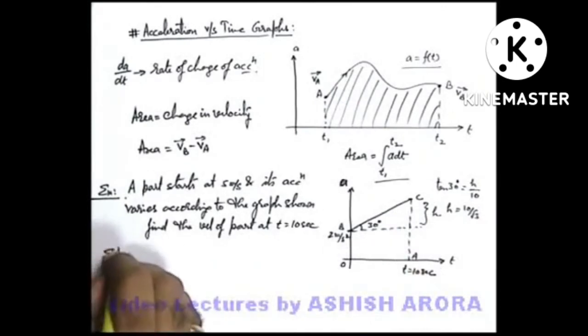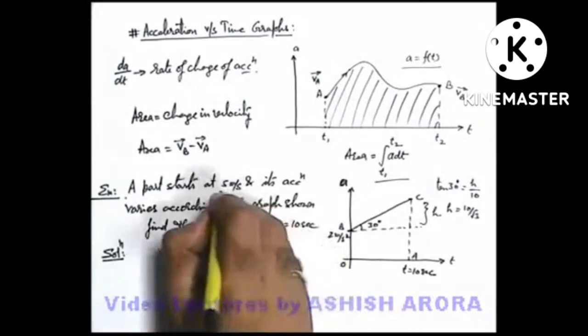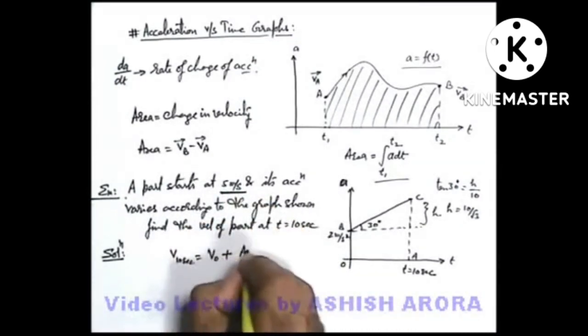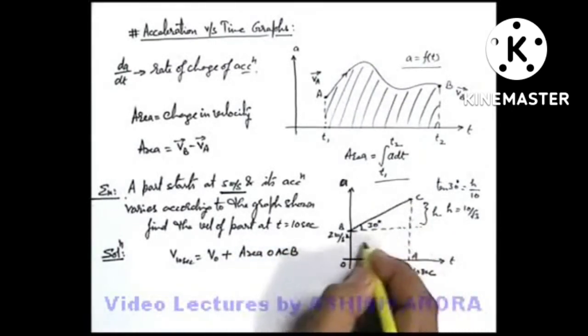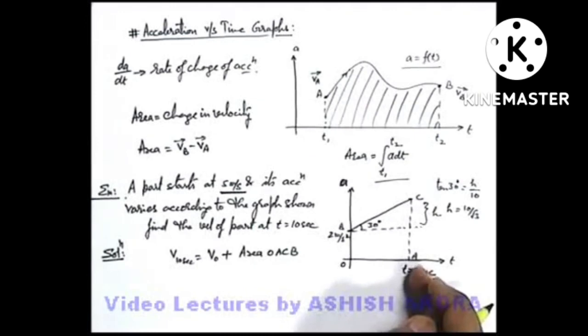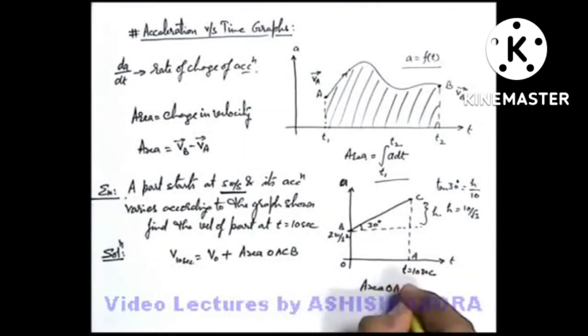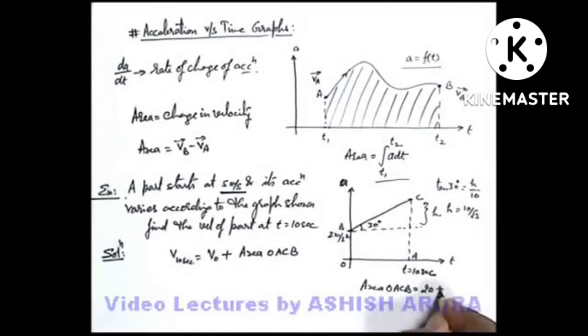Now we can write in the solution that the velocity of the particle at 10 seconds is equal to the velocity at time 0, which we already have, which is 5 meters per second, plus the area OACB. This area OACB will be the net change in velocity which we add to the velocity at point B. This will give us the net velocity at point C or at time 10 seconds. Here, the area OACB can be written as the area of this rectangle plus the area of this triangle. The area of this rectangle is 10 multiplied by 2, that is 20, plus the area of this triangle, which is half into 10 by root 3 into 10. So this can be written as 20 plus 50 by root 3.